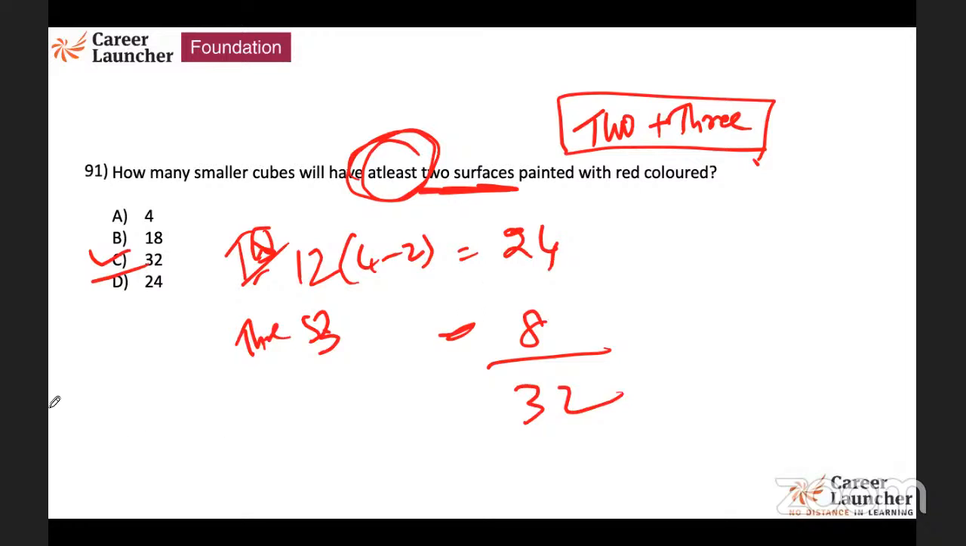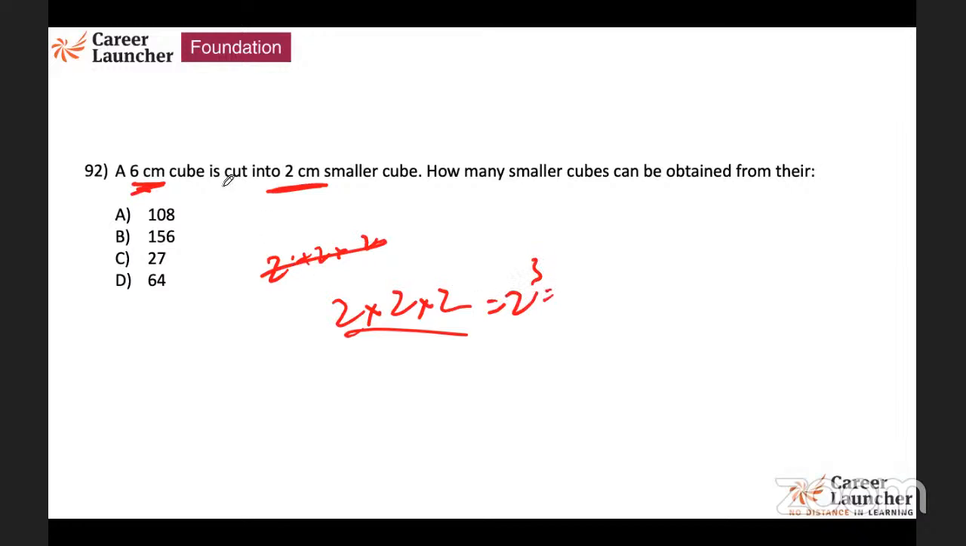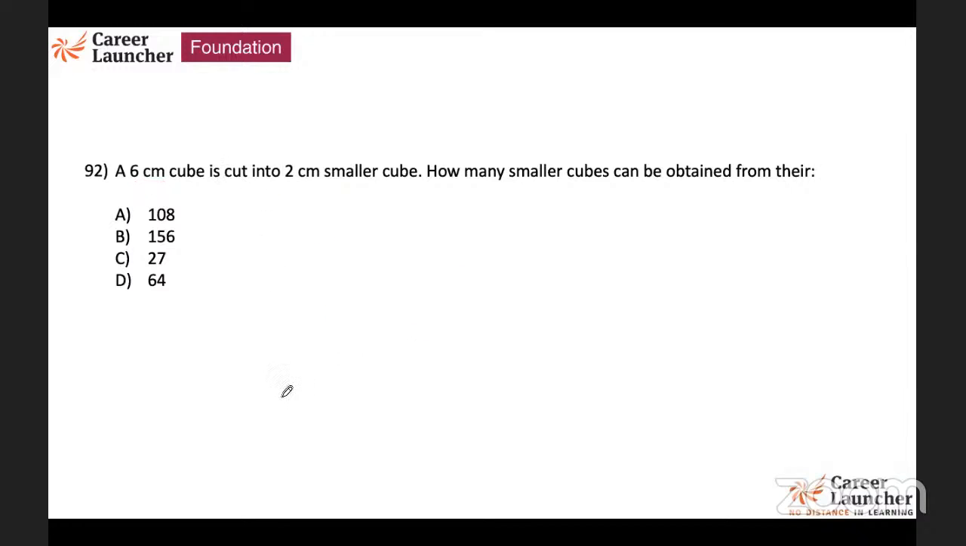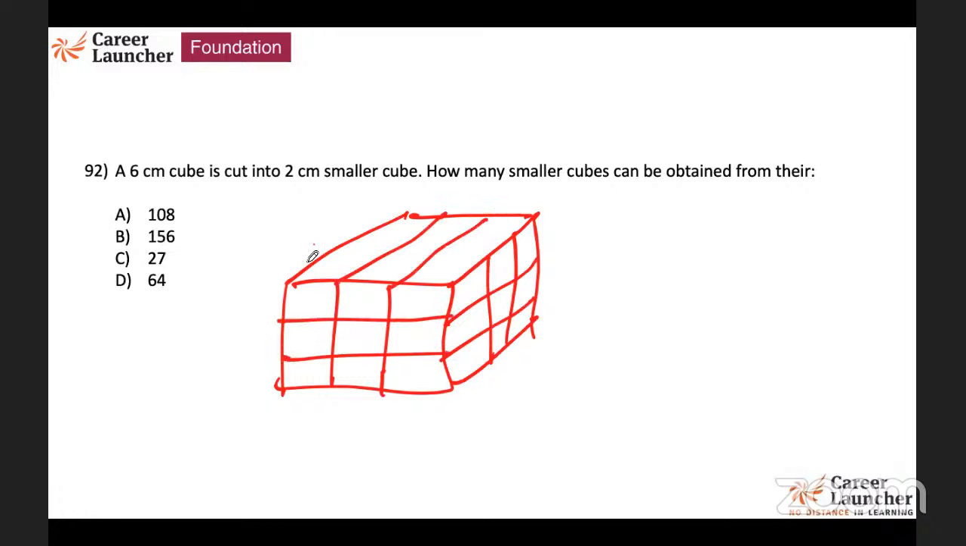Okay. Right. I'll just solve. Okay. What about this? A 6 centimeter cube is cut into 2 centimeter cubes. If I have a 6 centimeter cube, this is what I'm cutting it as. This is the way I'm cutting it. So if this is 6 centimeters, each one will become 2, 2, 2. So it will be 3 into 3 into 3, which has to be 27. 3 cube.